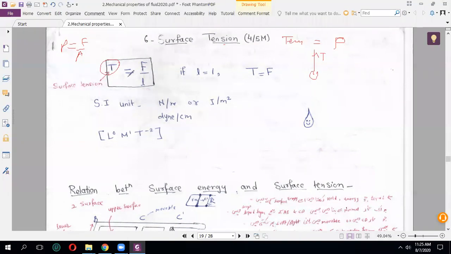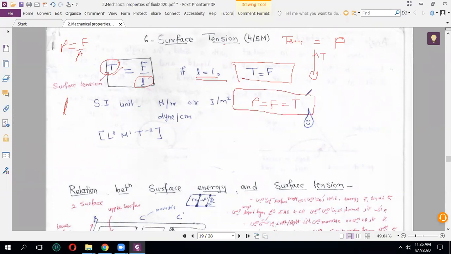Why am I representing length? Because tension is applied only on a length. Length has no area, it is just length. That is why we are replacing area by length. Suppose in one condition the length is 1. In that case, if we put length 1, tension and force become equal. Remember, pressure, force and tension work like the same word. All of them have the same meaning.